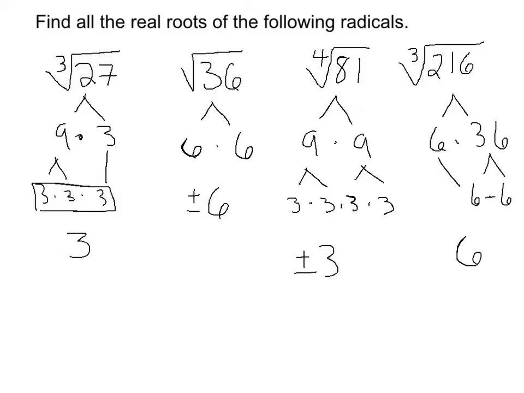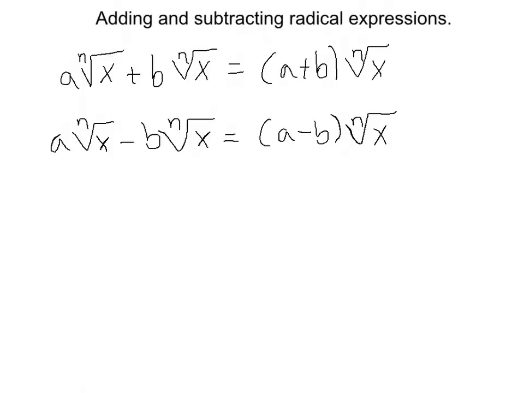But let's look at this. What if it was a negative 216? So we put in a negative. What do you think would happen? Well, this is quite simply a negative 6 then. Negative 6 times negative 6 is positive 36. Times negative 6 again would be negative 216.